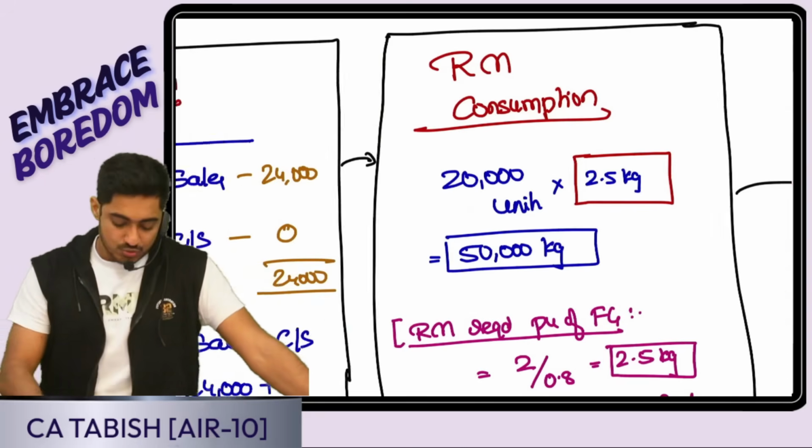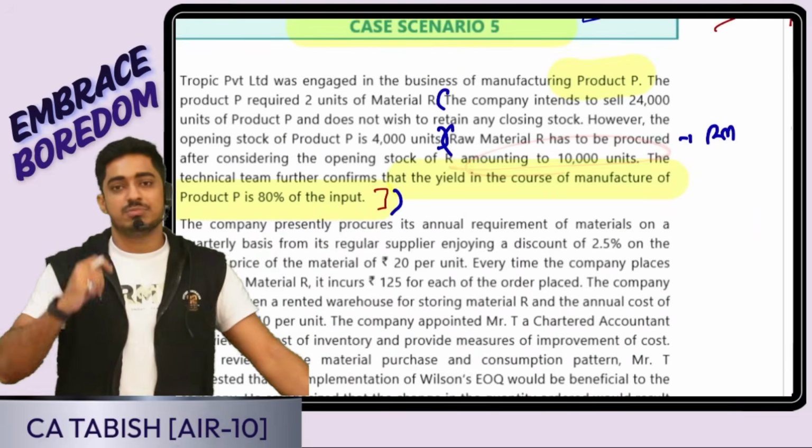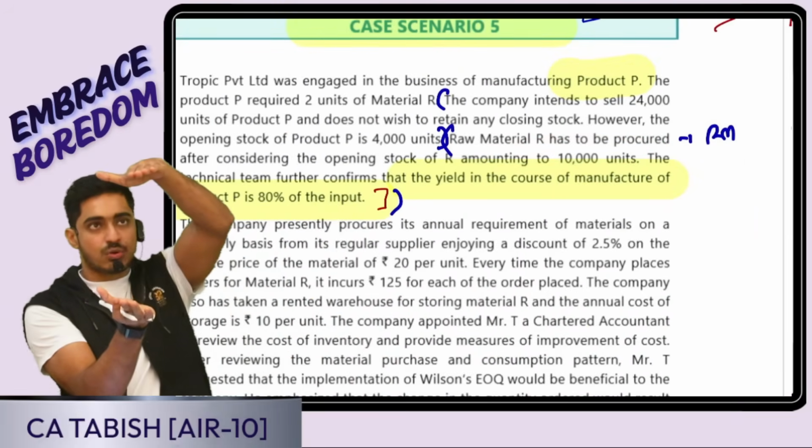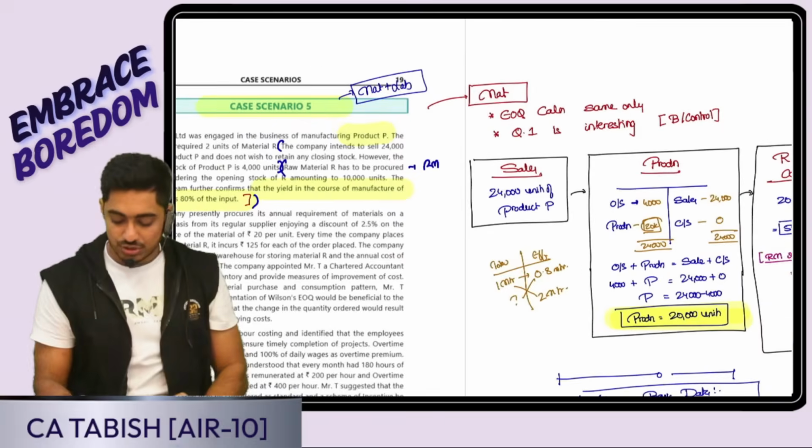But wait, boss. The question is telling regarding raw material. 10,000 raw material is already there with me in stock. So total 50,000 I want, but 10,000 I already have. Now that means if you purchase the balance 40,000, it is going to be sufficient.